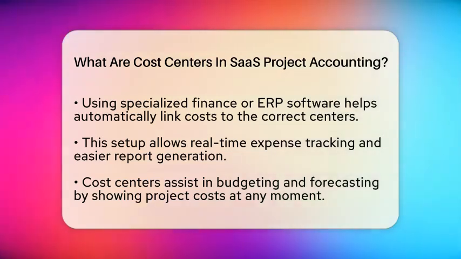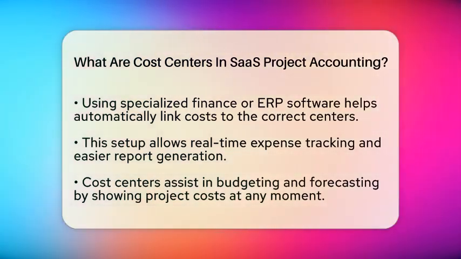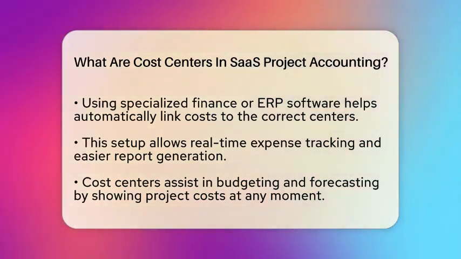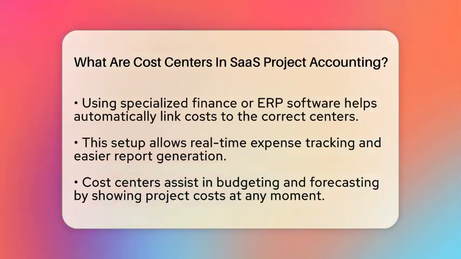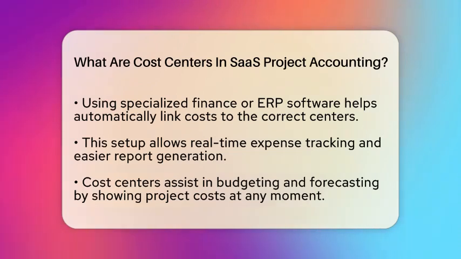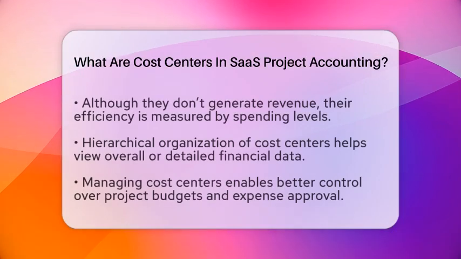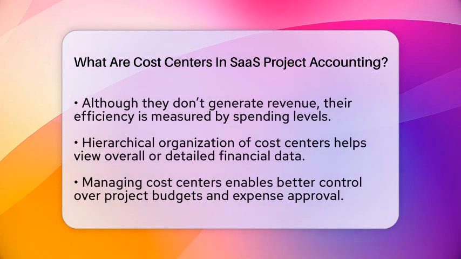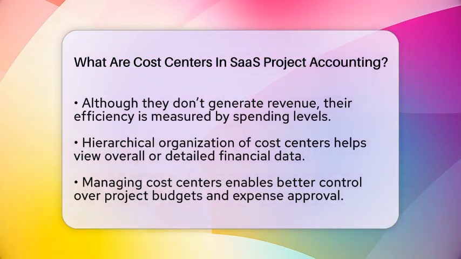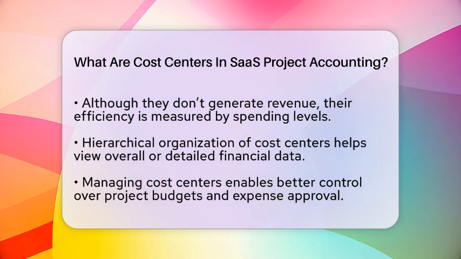Most SaaS companies use specialized finance software or enterprise resource planning systems that automatically link expenses to the right cost centers. This makes tracking real-time and generating reports much easier. It also helps with budgeting and forecasting because you can see how much each part of the project is costing at any point. Even though cost centers don't generate revenue directly, their efficiency is still measured.